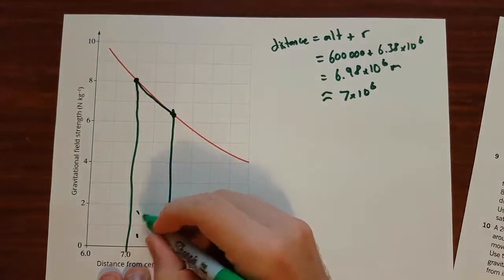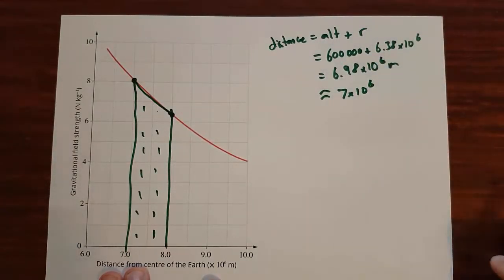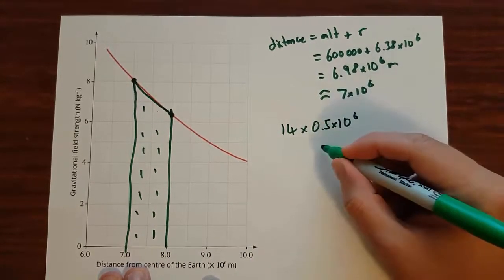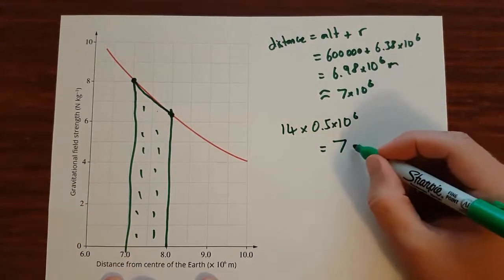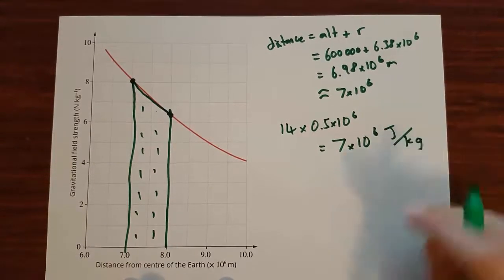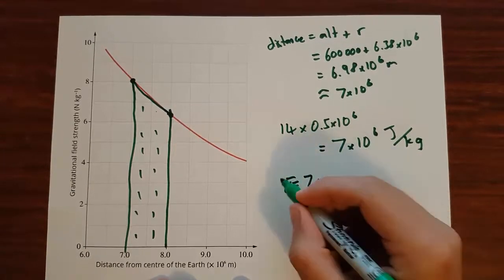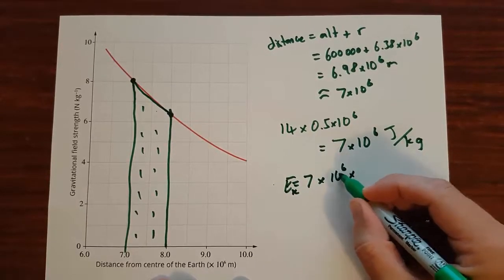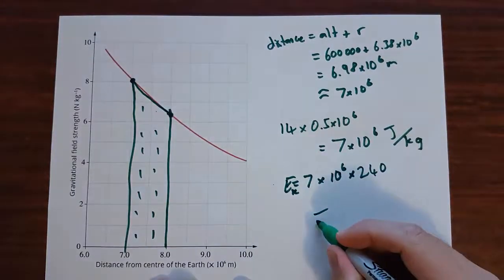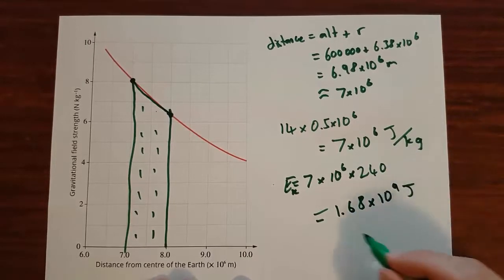So we just count the squares. 1, 2, 3, 4, 5, 6, 7, 8, 9, 10, 11, 12, 13, 14. So I've got 14 squares. And each square is worth, like in the previous question, 0.5 times 10 to the 6. And that's going to be equal to 7 times 10 to the power of 6. Now that is still joules per kilogram. So now if we want to get that in raw energy values, we just multiply that. I should put EK. 10 to the 6 times the mass, which was 240 kilograms. And the answer I've got for that one is 1.68 times 10 to the power of 9 joules. There you go.